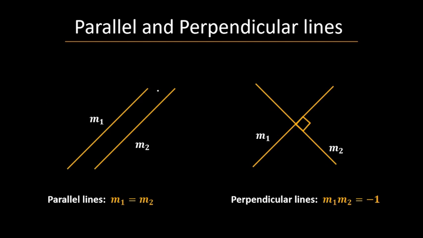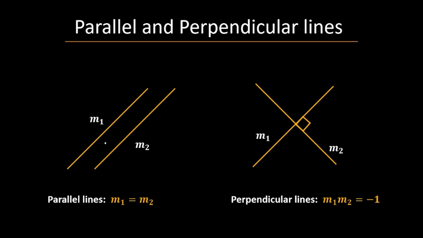So we want to first of all look at the first diagram that we have here, which we are describing as parallel lines. If we have two straight lines that are adjacent to each other and are either moving in the same direction or in the opposite direction, but they will never meet at any point, then we say these two lines are parallel to each other.